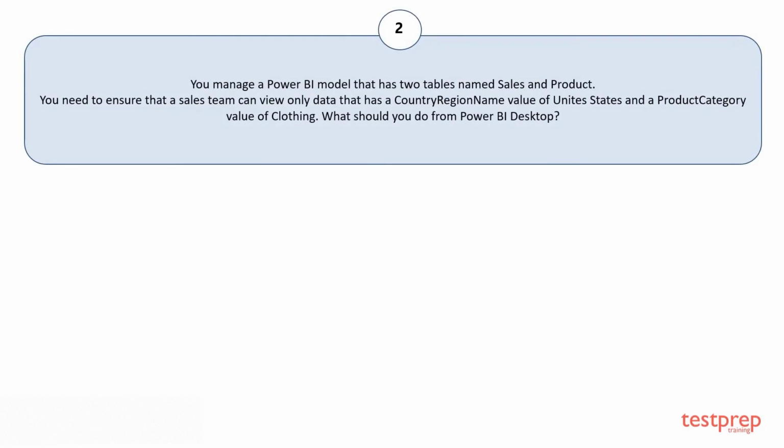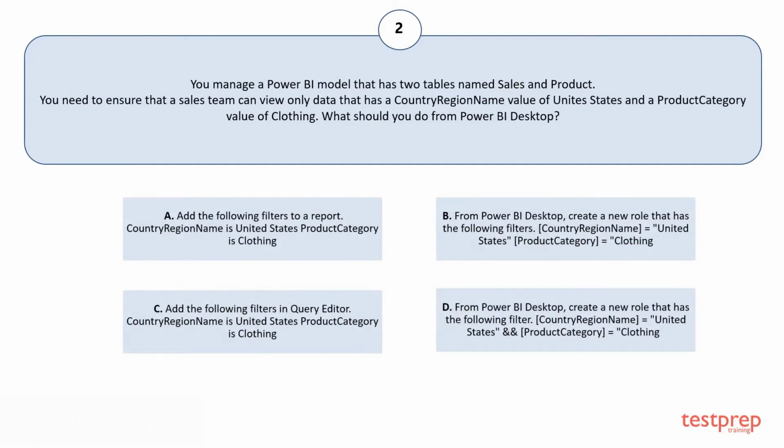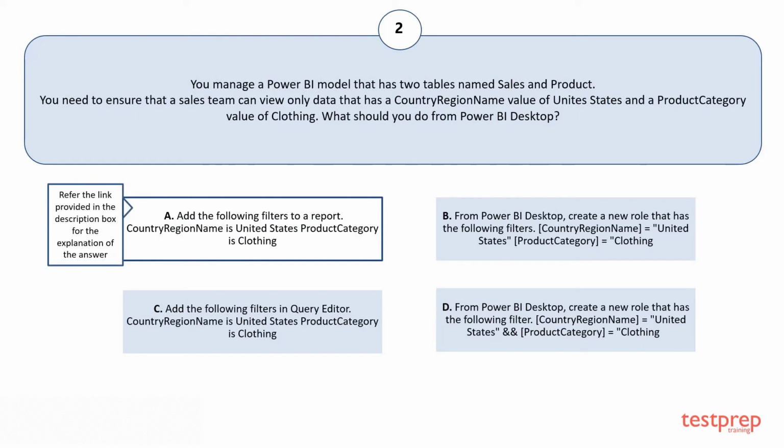Question number 2. You manage a Power BI model that has 2 tables named Sales and Product. You need to ensure that a sales team can view only data that has a country region name value of United States, and a product category value of clothing. What should you do from Power BI Desktop? The correct answer is option A.